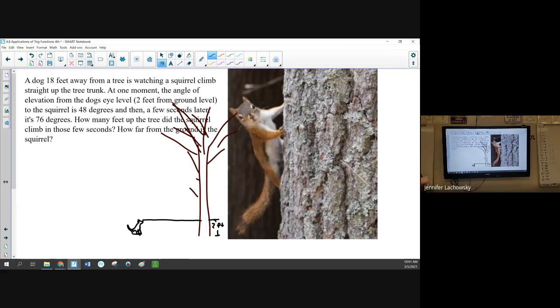The squirrel is at one moment. Oh, and the dog's 18 feet away from the tree, right? Okay. So 18 feet. At one moment when it's looking at the squirrel, it's 48 degrees. So 48 degrees is a little bit more than just half. Okay, so we'll say at one moment this is 48 degrees, and here's the squirrel. The squirrel's blue, I guess.